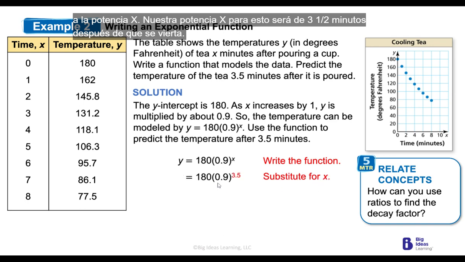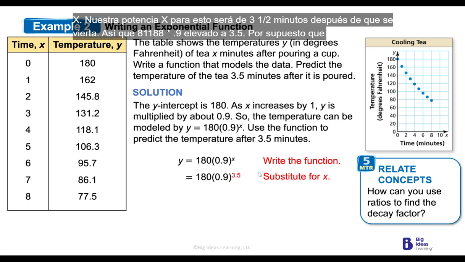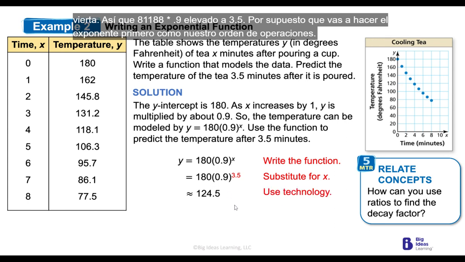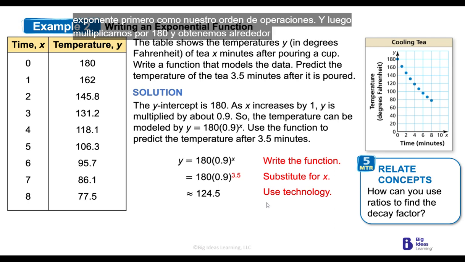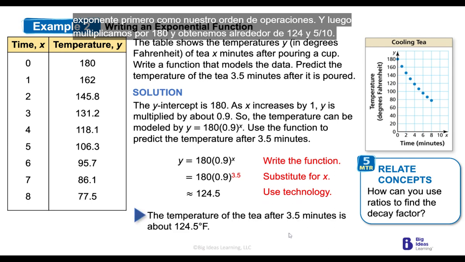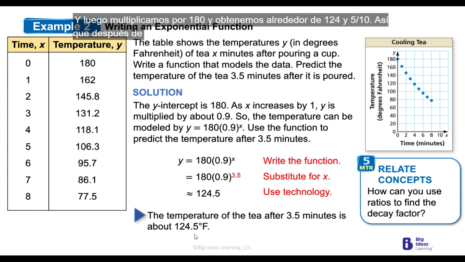So 180 times 0.9 raised to 3.5. Of course, you're going to do the exponent first as our order of operations, and then multiply by 180, and we get about 124 and 5/10. So after 3.5 minutes, the temperature is about 124 and 5/10 Fahrenheit.